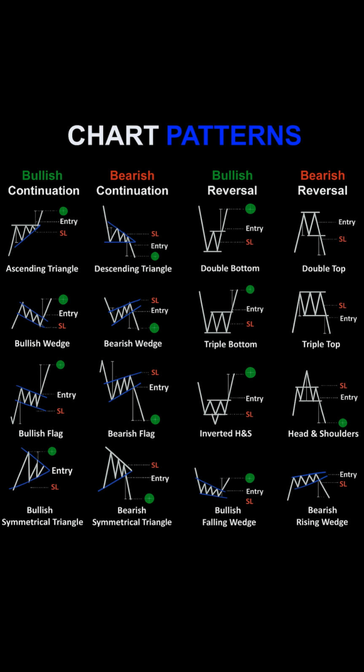The triangle family, ascending and symmetrical. The ascending triangle shows buyers are getting stronger at a consistent resistance level. A bullish symmetrical triangle shows both buyers and sellers losing momentum equally, but the existing uptrend often wins out. Wedges and flags, the bullish flag and wedge are short-term, strong consolidations.